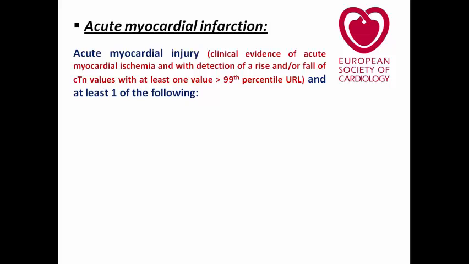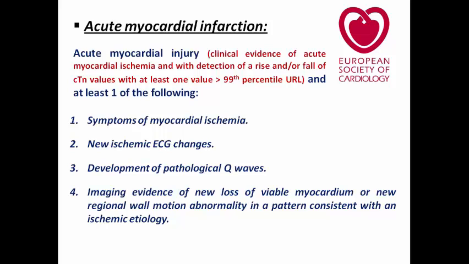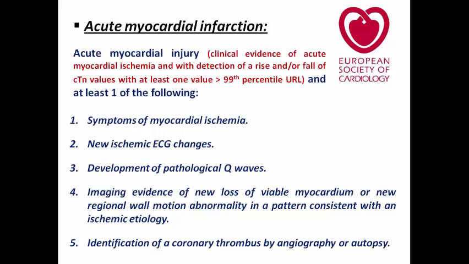Regarding acute myocardial infarction, it includes acute myocardial injury with at least one of the following, which is evidence of myocardial ischemia. Like what? Like symptoms of myocardial ischemia, like new ischemic ECG changes, like development of pathological Q waves, like imaging evidence of new loss of viable myocardium or new segmental wall motion abnormalities in a pattern consistent with an ischemic etiology, or identification of a coronary thrombus by angiography or autopsy if the patient unfortunately died. So acute myocardial infarction is defined as acute injury as we defined before, plus at least one evidence of ischemia as we mentioned here.